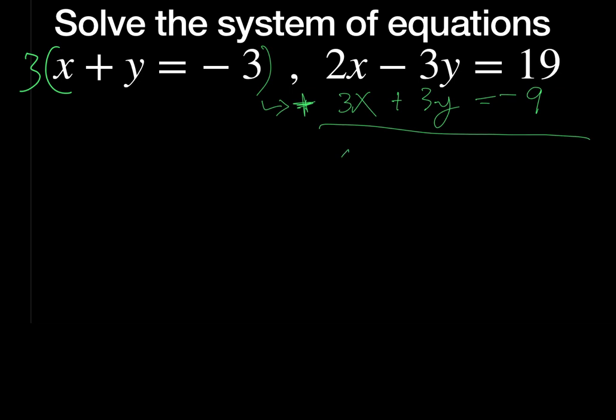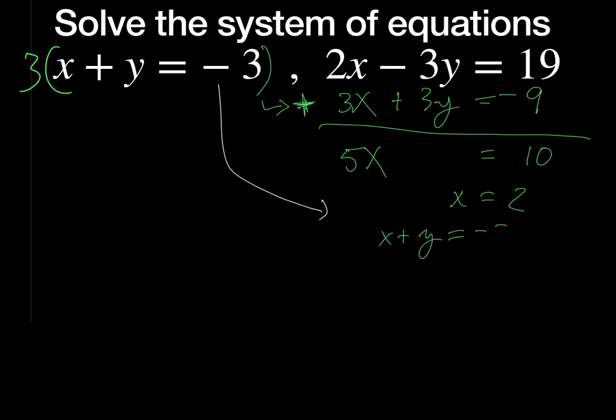2x plus 3x is 5x. The 3y and negative 3y, they add to 0. 19 and negative 9 adds to 10. And then I divide by 5, and x equals 2. But I'm not done. I need to bring back that first equation. And the first one's easier. I can use either one.